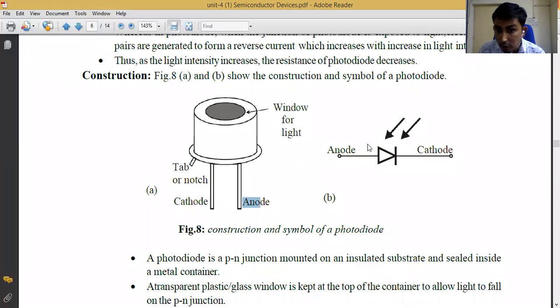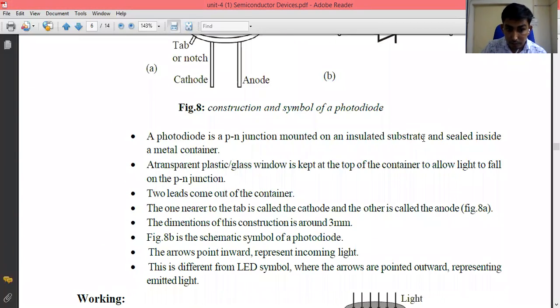The symbol of the photodiode: see the symbol of the LED, where the light emits outward; here, light is incident on the junction. These arrows indicate the light incident, or light falling, on the junction. It means the arrows pointing inward represent the incoming light.